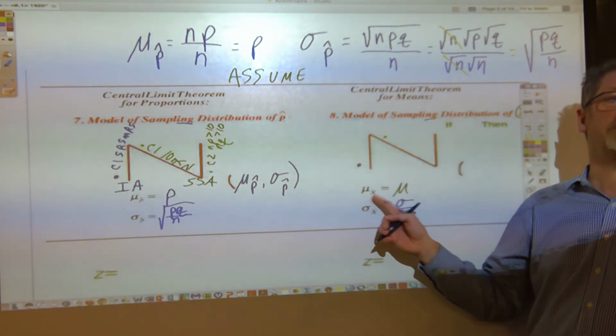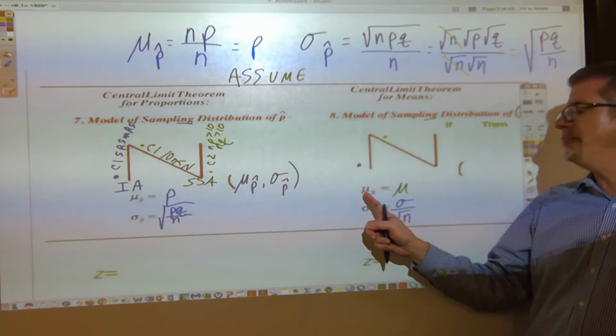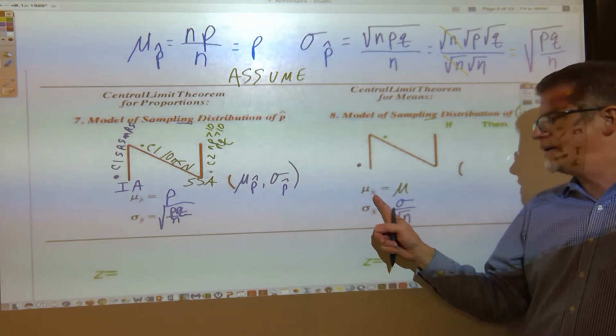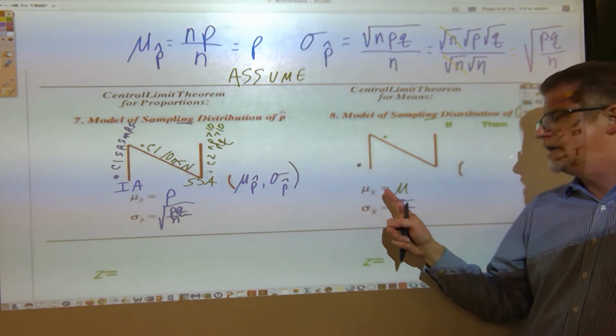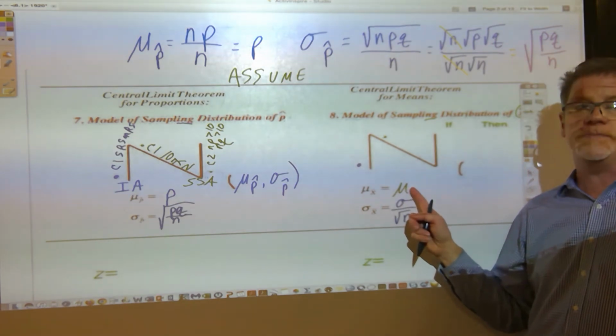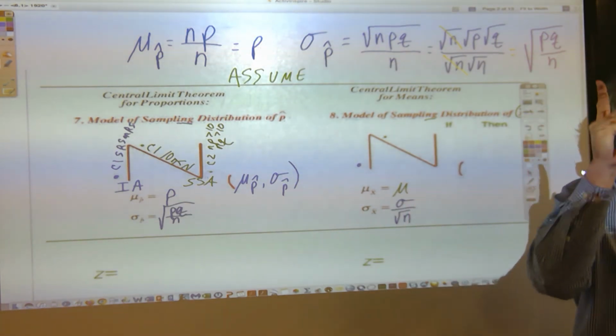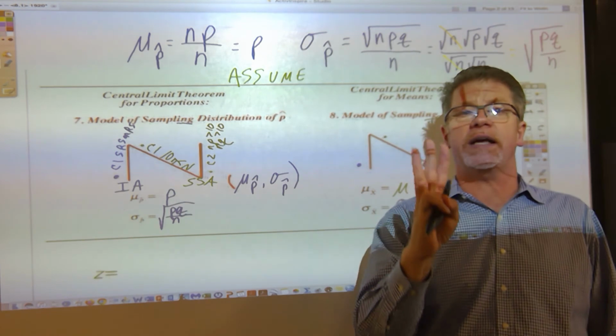The first statement verbally expressed is the mean of the sampling distribution of sample means is the same as the mean of the population. Let's practice saying that. Let's say statement 1 of the 3 statement central limit theorem.